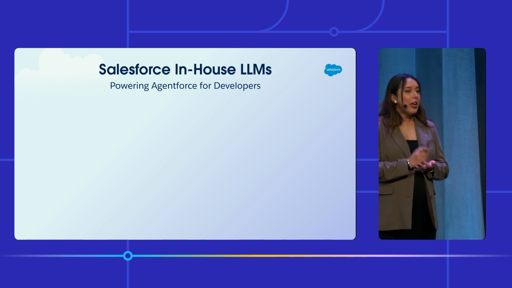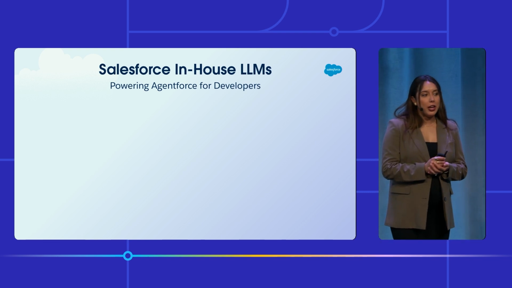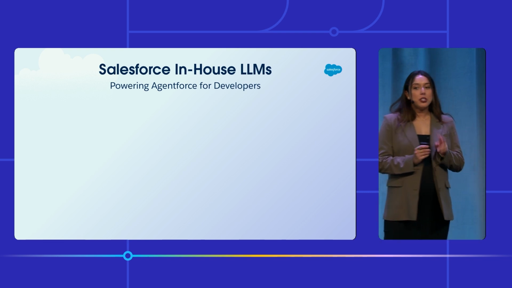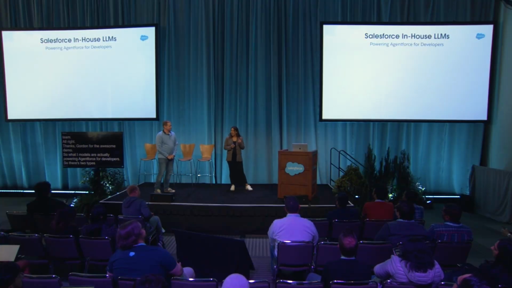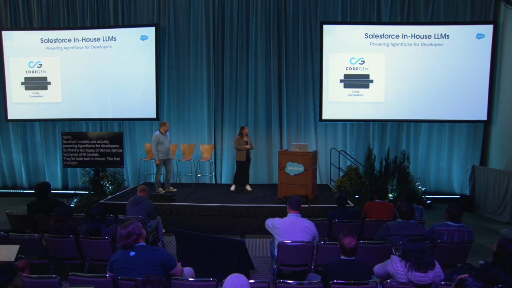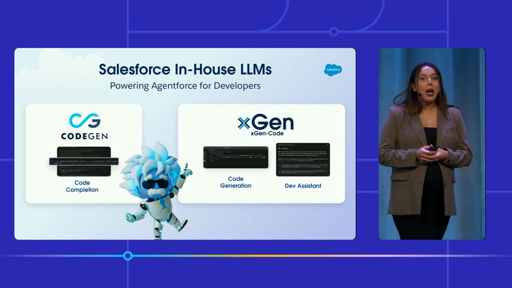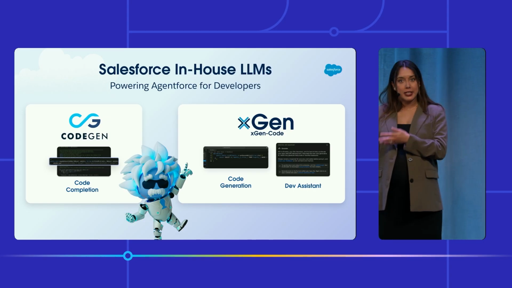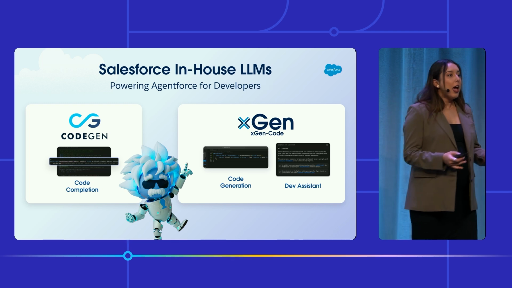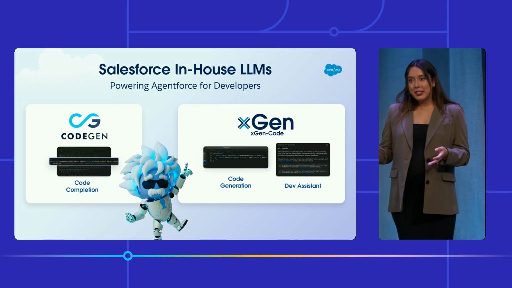So what AI models are actually powering Agentforce for developers? So there's two types of AI models. They're both built in-house. The first is CodeGen. So CodeGen powers features like inline autocomplete. Our second model that we have is XGen Code. It powers features like code generation, the test case generation, as you just saw, as well as Dev Assistant.